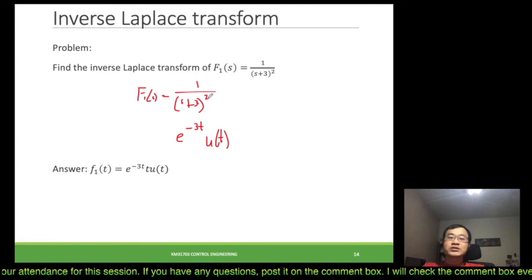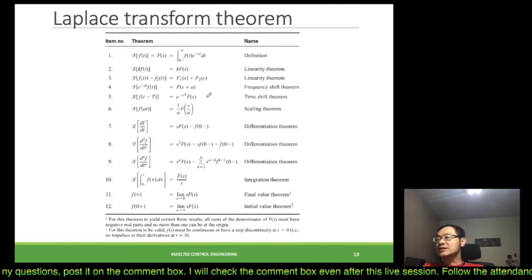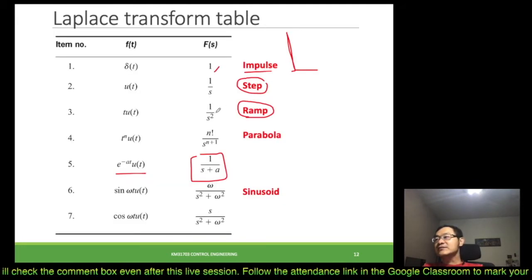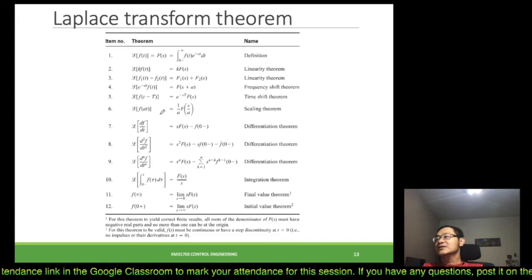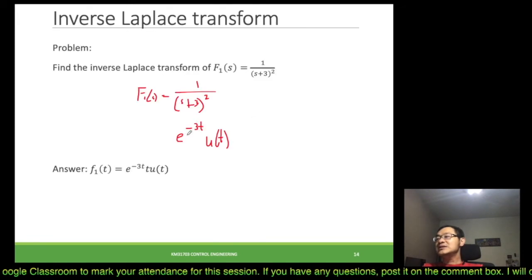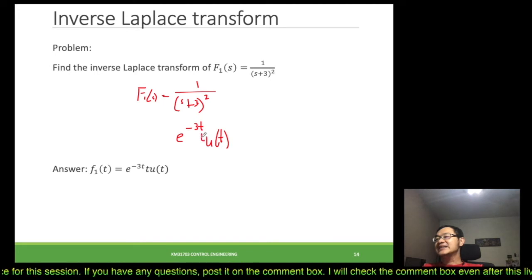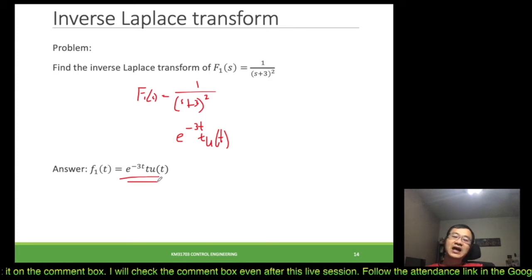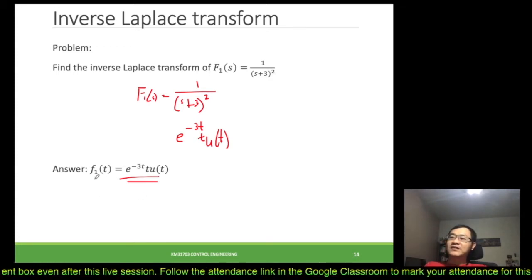Then next we will see this square part. Again we will check the same table, and we will realize that it is related to the ramp. This ramp is actually a multiple of t, so eventually it means that you have to multiply by a t. So you will get this answer. This is how you can inverse your transformation back into a function of t.